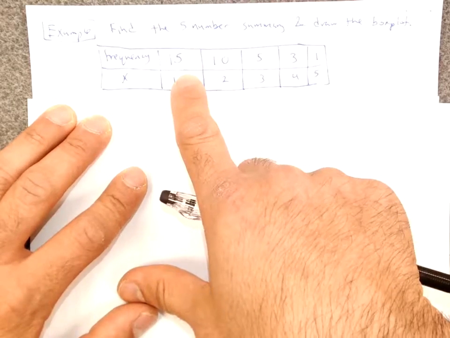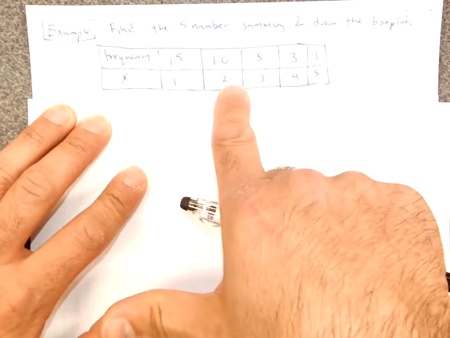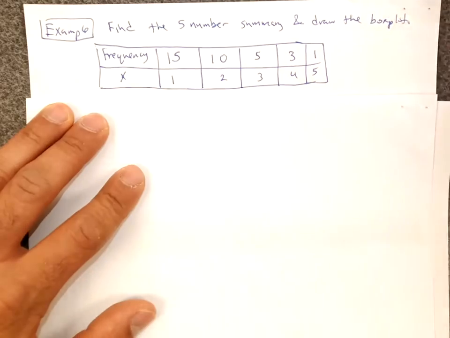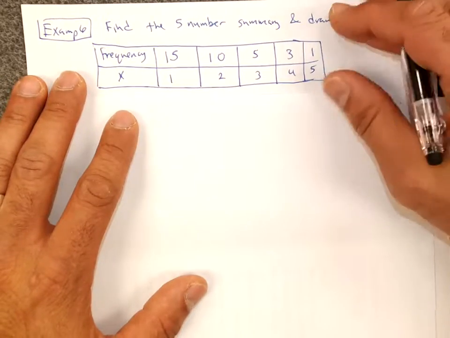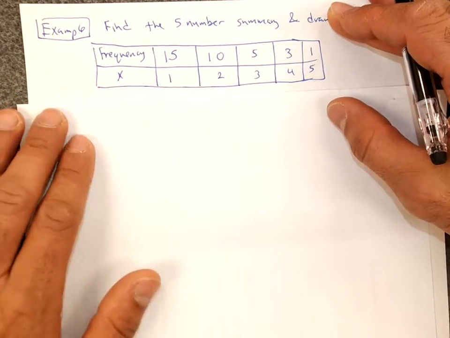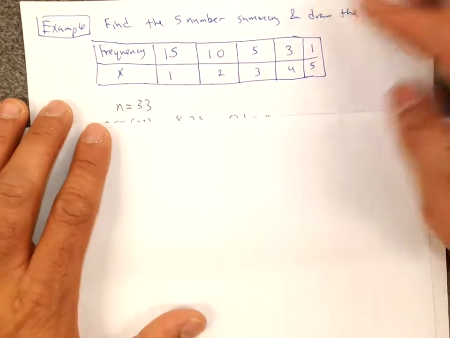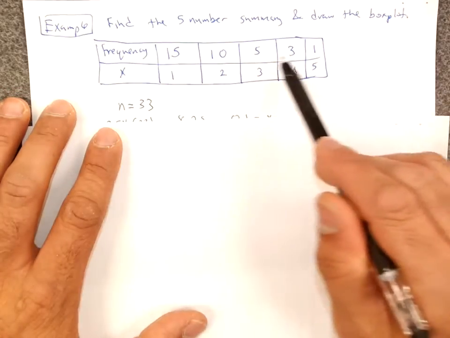Almost all of the data is contained right here in the first 2 values, with fewer and fewer data points as we go to the right. Okay. When you find the 5-number summary, which you should do right now, pause it and find the 5-number summary, we get the following. Okay, there's first of all 33 individuals when you add these up.